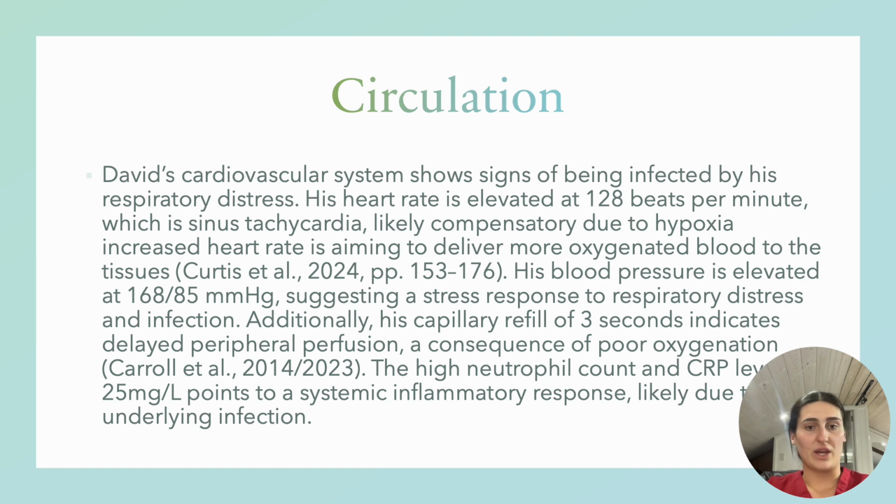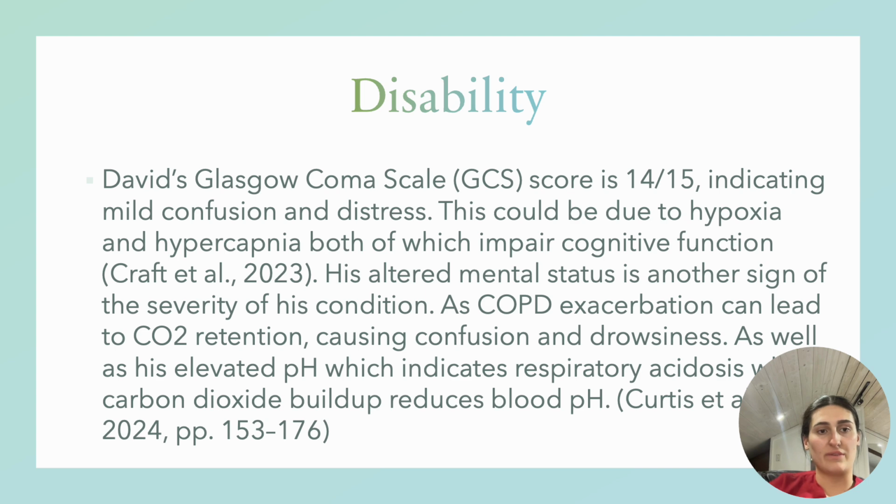The high neutrophil count and CRP level, 25 mg per litre, point to a systemic inflammatory response likely due to the underlying infection. David's Glasgow Coma Scale score is 14 out of 15, indicating mild confusion and distress. This could be due to hypoxia and hypercapnia, both of which impair cognitive function. His altered mental status is another sign of the severity of his condition, as COPD exacerbations can lead to CO2 retention, causing confusion and drowsiness, as well as his elevated pH, which indicates respiratory acidosis, where carbon dioxide buildup reduces blood pH.